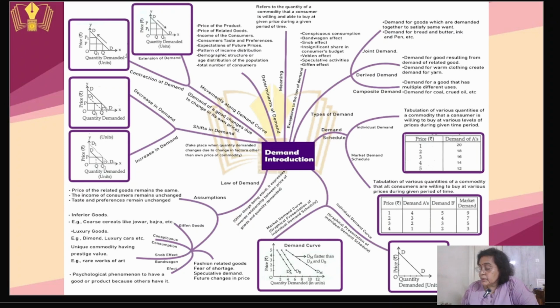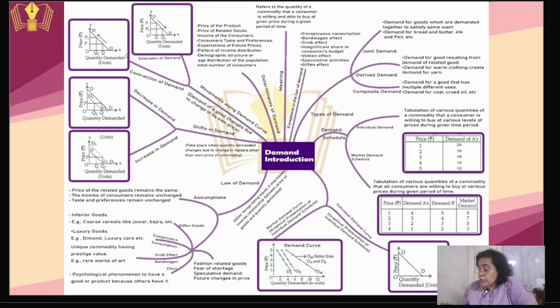Yes, I hope these things are clear, these concepts are clear. Now, you don't have in your syllabus reasons for the downward sloping of a demand curve, but you must know that it is due to the inverse relationship. Up to your level, that much is sufficient. Otherwise, we have other points also.